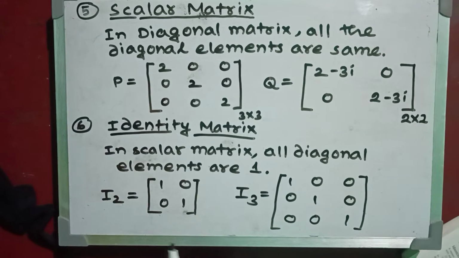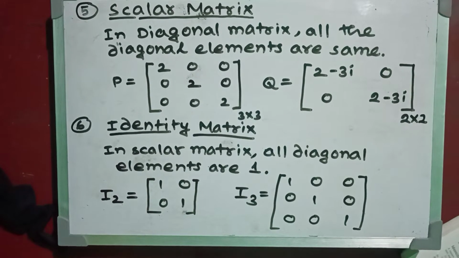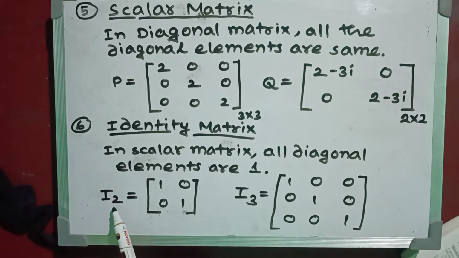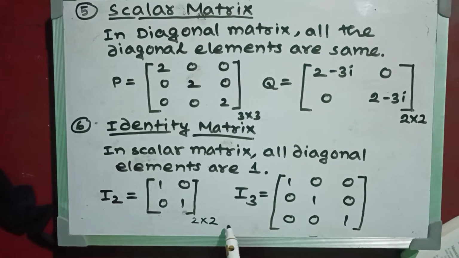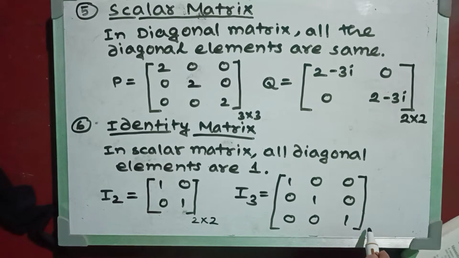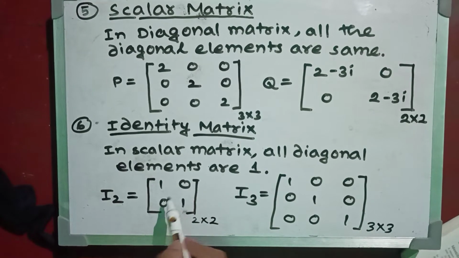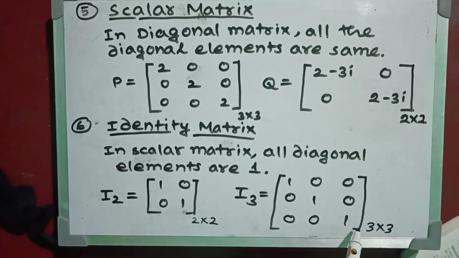So what is identity matrix? In a scalar matrix, if all the diagonal elements are 1, then it will be an identity matrix. Later we will be having more important discussion on identity matrix also. So as you can see here, I2 means it's a second order identity matrix. Second order means the number of rows and number of columns will be 2. I3 means it's a third order identity matrix, and here the number of rows and number of columns will be 3. As you can see here, all the diagonal elements are 1 and other than the diagonal elements all are 0 here also.